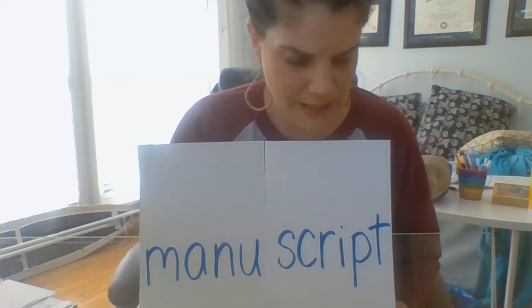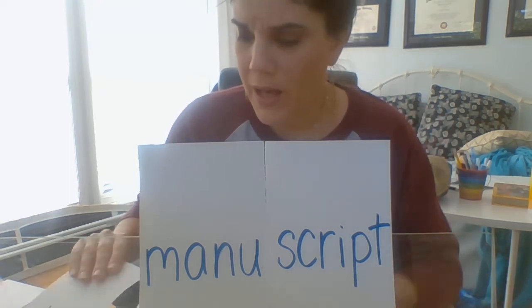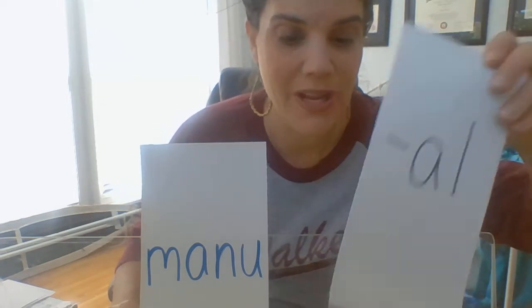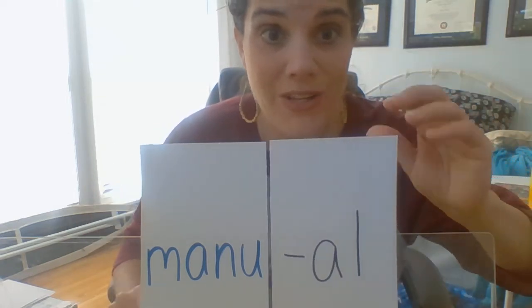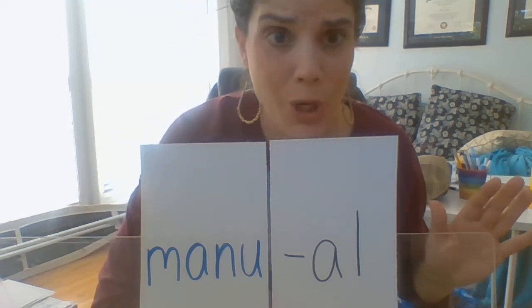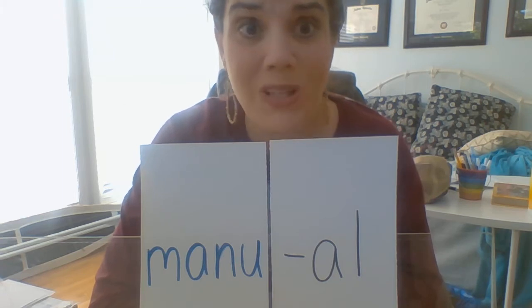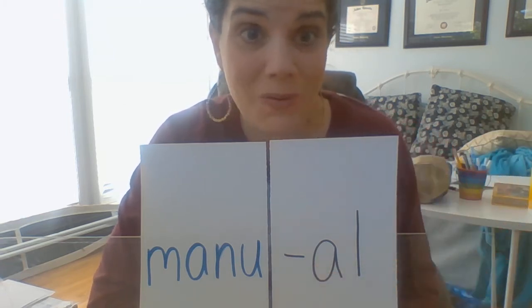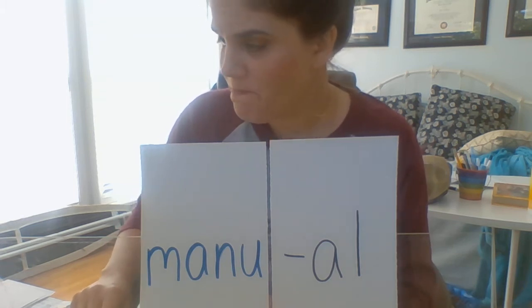Let's see, what should be my next one? How about using the suffix al, which is just going to make something into an adjective. If I'm going to ask you to do manual labor, if I say, hey, Miss Knoll has a whole lot of yard work, you need to come on over and do some manual labor for me, get my yard cleaned up. It's work done by hand. Manual labor is work done by hand.